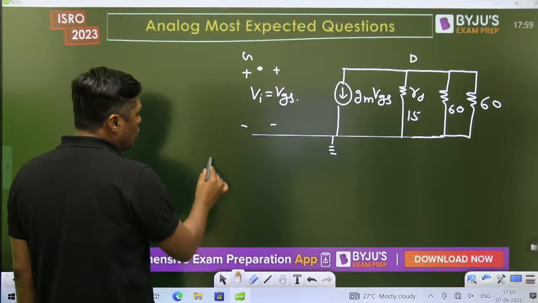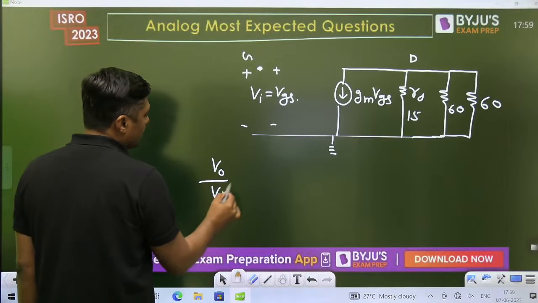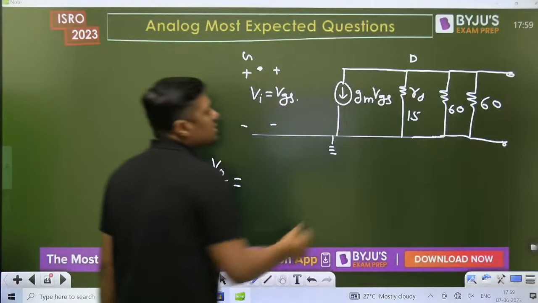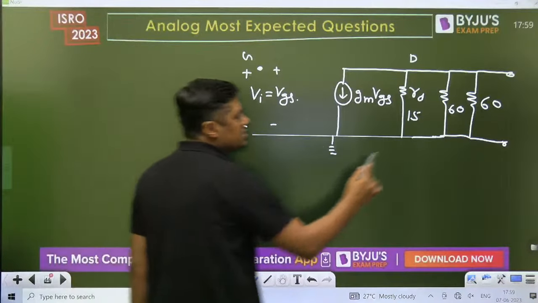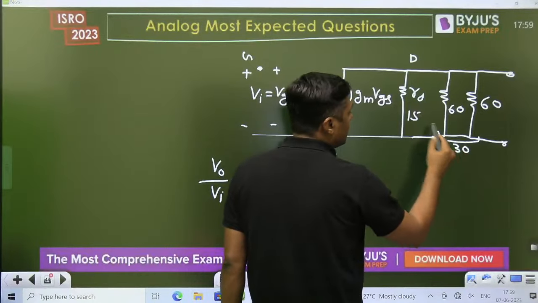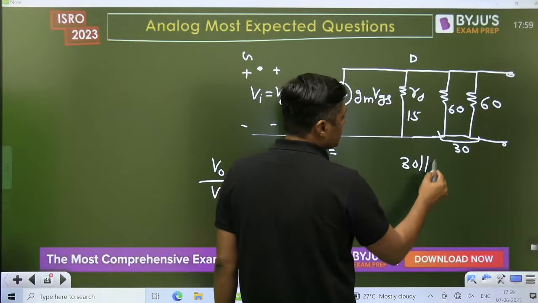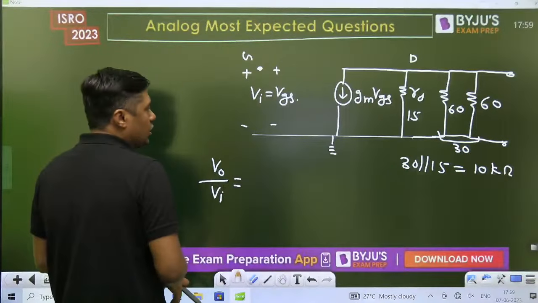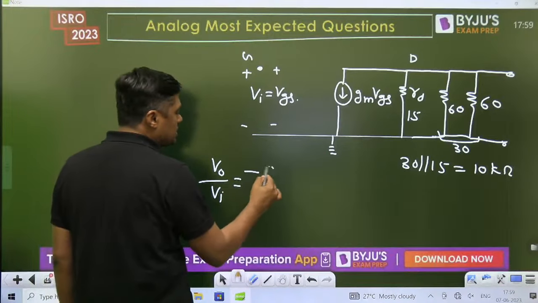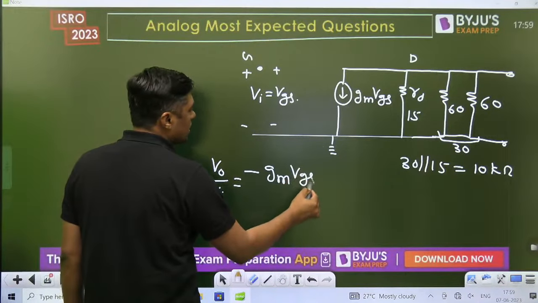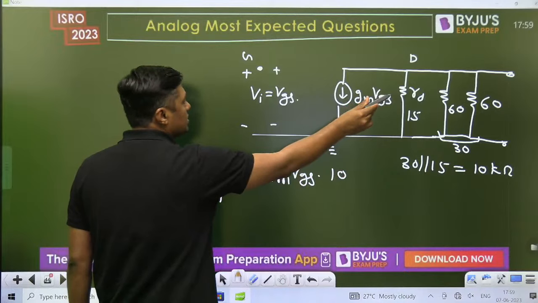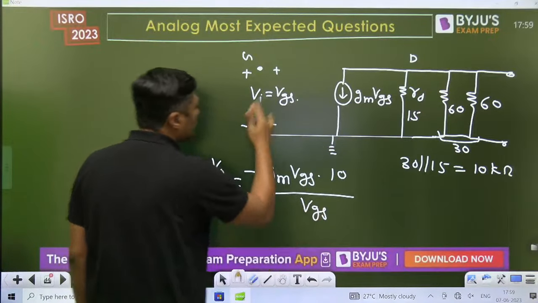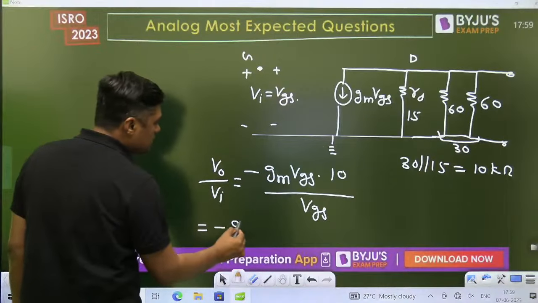So what will be the output here upon input? That is called gain. So these three resistors are in parallel. 60 parallel with 60 is 30, and 30 parallel with 15 is 10 kilo ohm. Total resistance is 10 kilo ohm. Then you can write minus gm VGS into 10 kilo ohm, that is the parallel combination of small rd, RD and RL, upon what? What is the input? VGS. Input is VGS. So what is the answer? Minus gm into 10.